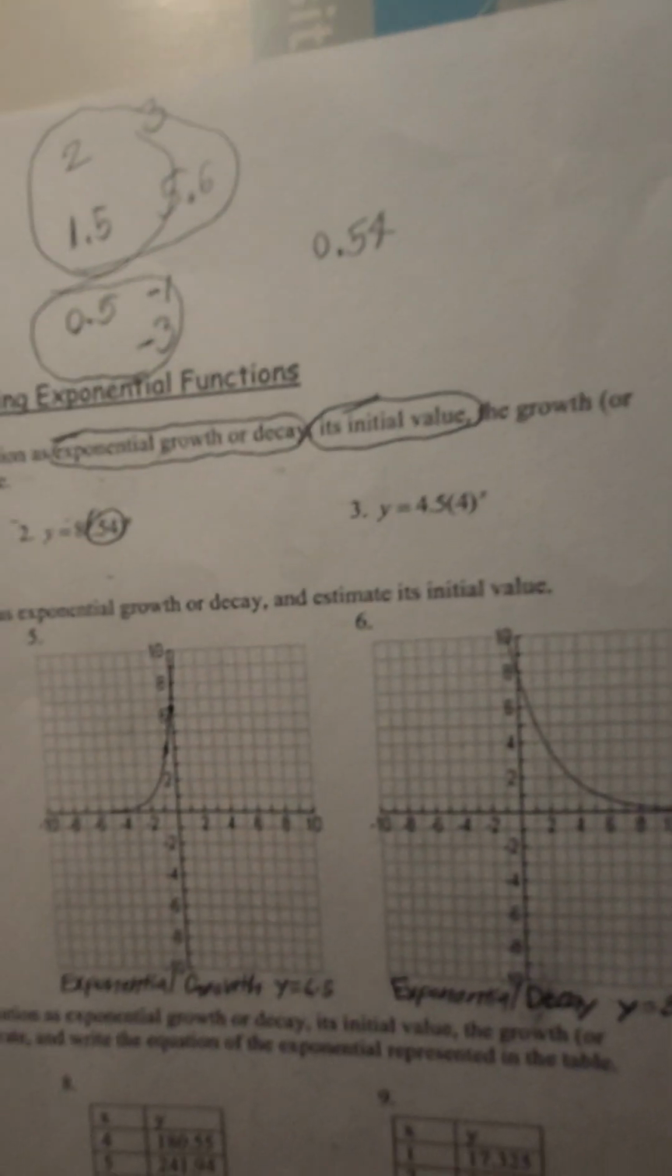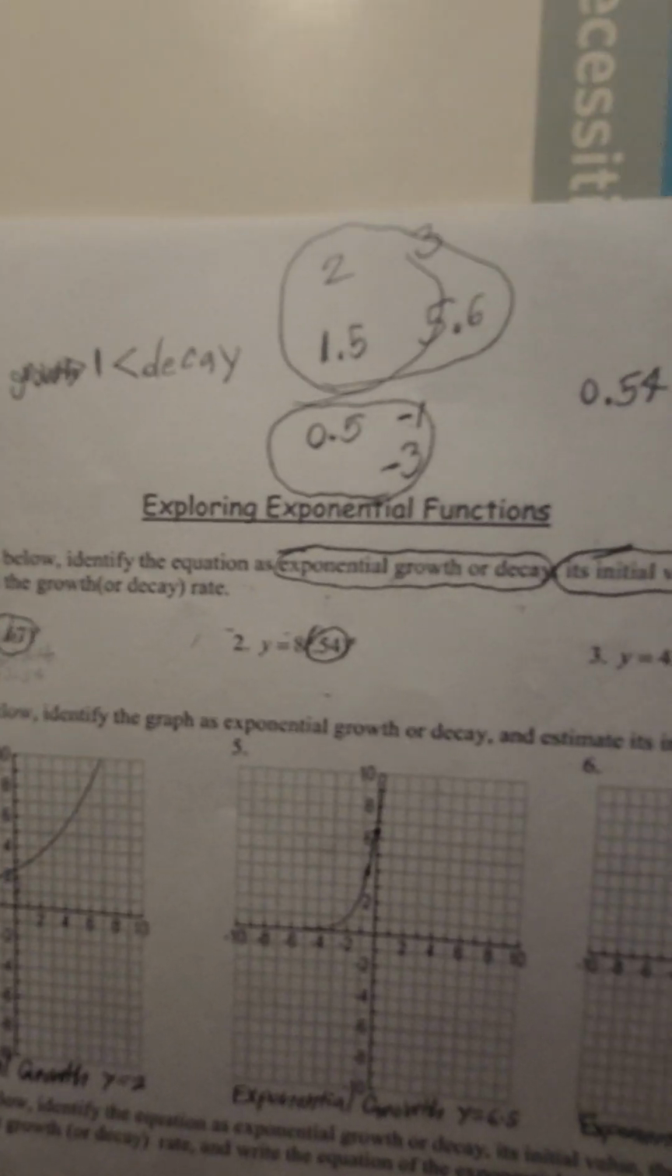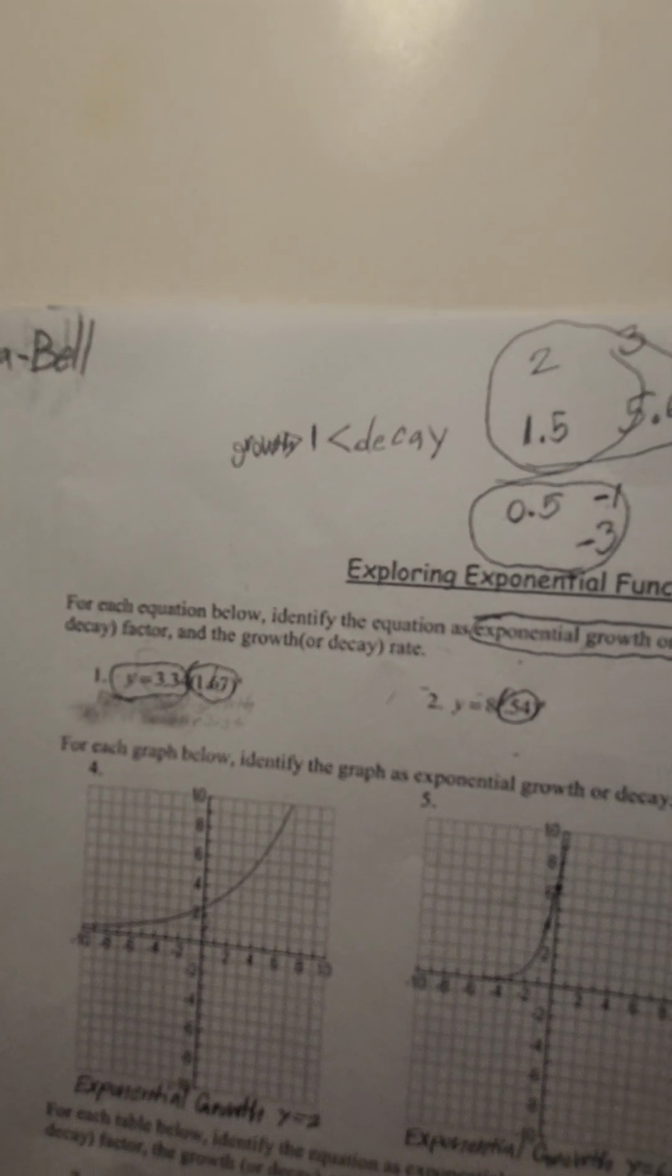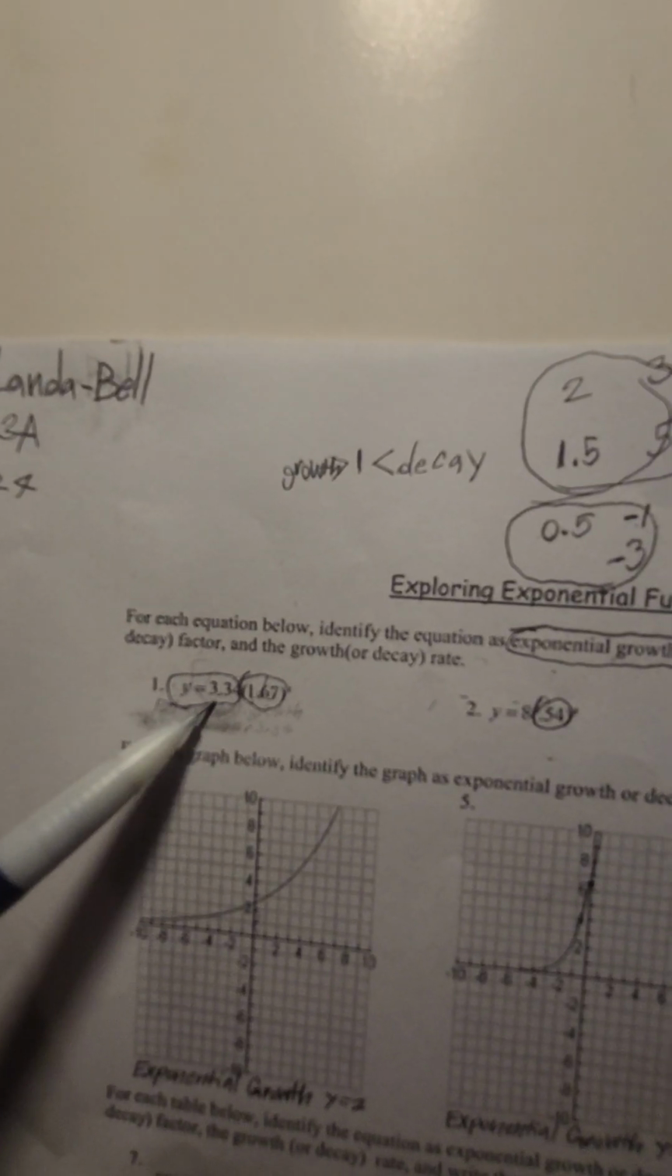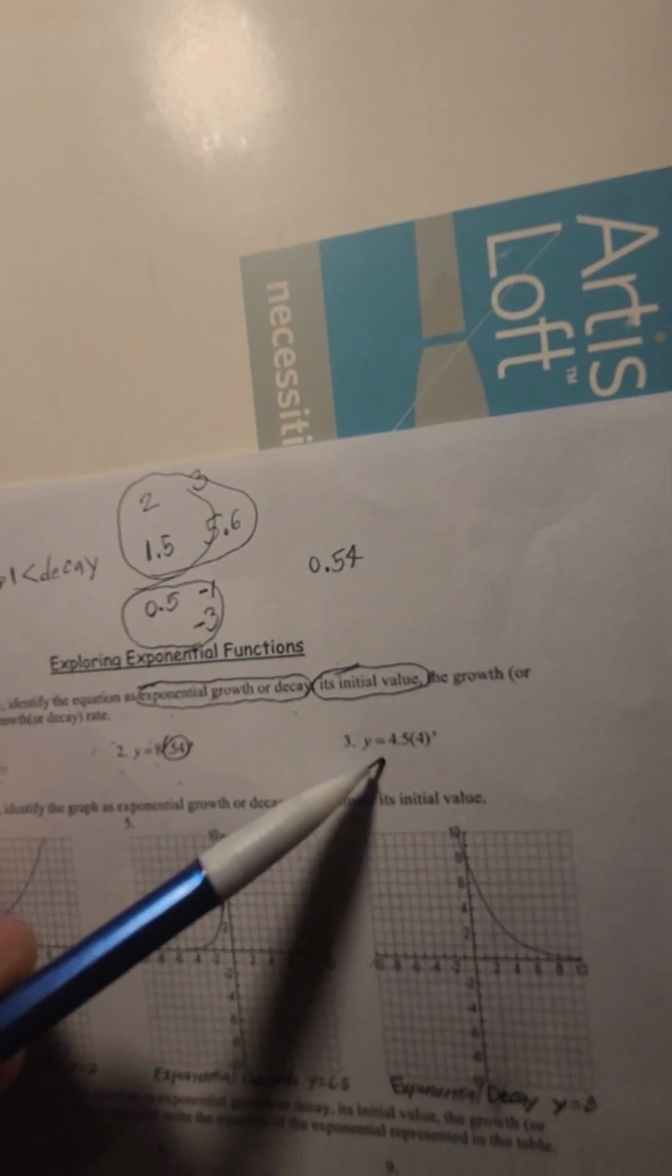And then now you got to find the initial value. The initial value is really easy because you see these numbers, y equals. So y equals, that's the initial value. That's just the answer right there. The initial value is just the y-intercept. So y equals 3.3, the initial value is 3.3. Y equals 8, the initial value is 8. Y equals 4.5, the initial value is 4.5. So that one's really easy.